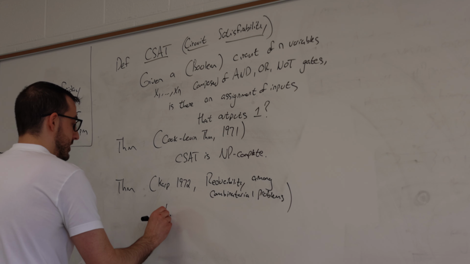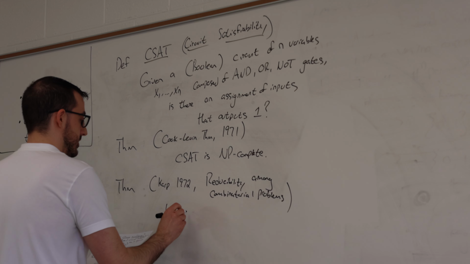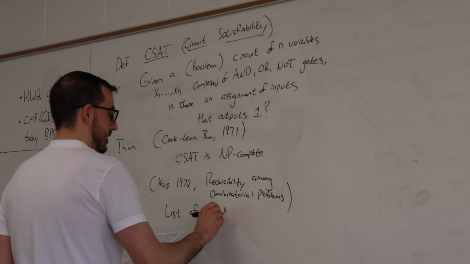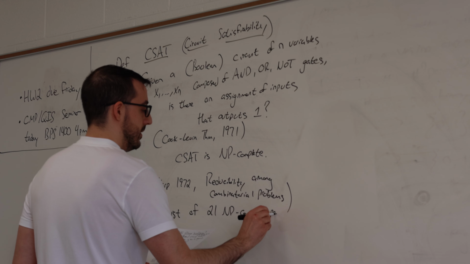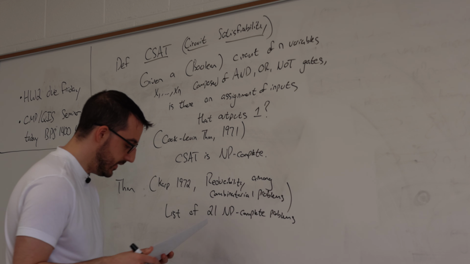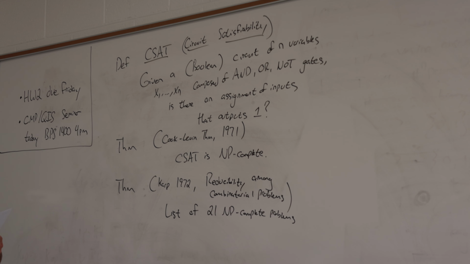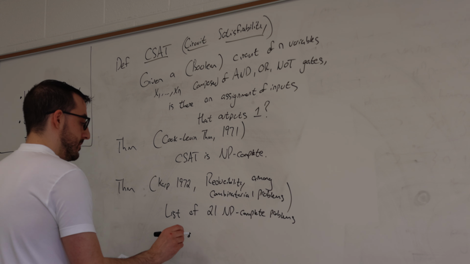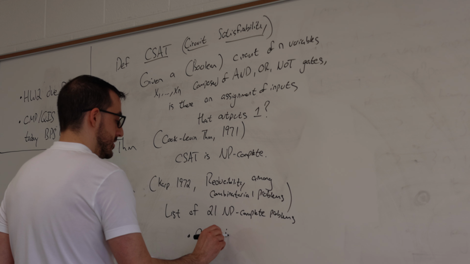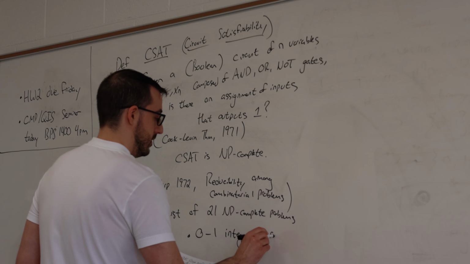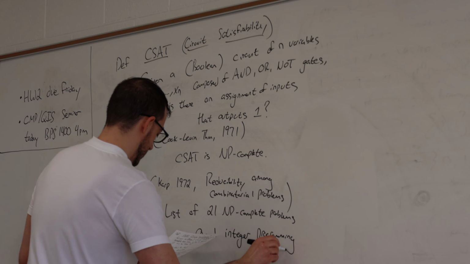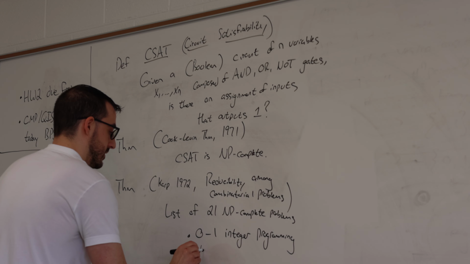So his theorem is that there's a list of 21 NP complete problems. We don't need to write them all, but to just give you some examples. And if you're interested, I encourage you to check out the paper as well. Some example problems are 0-1 integer programming. Another one is vertex cover. So this is defined on a graph.